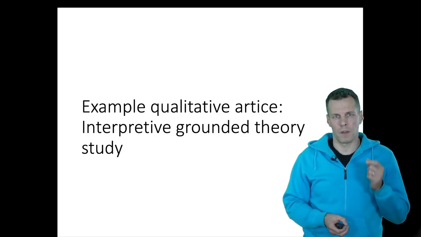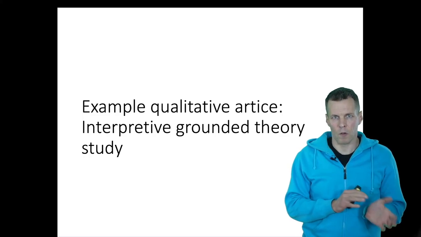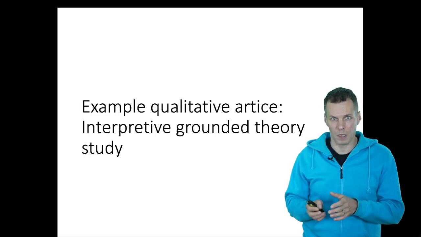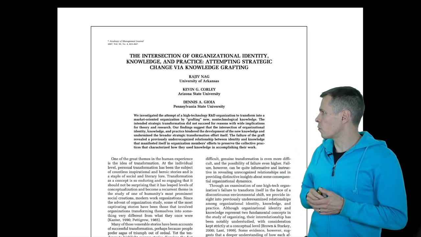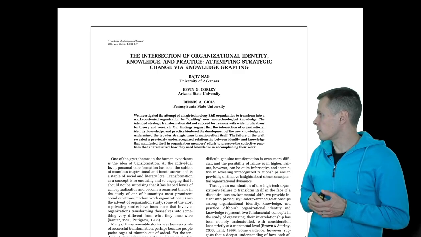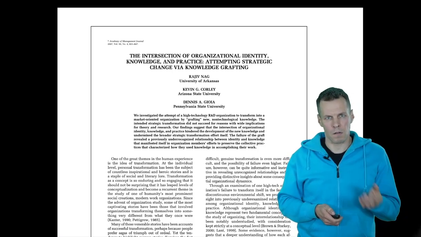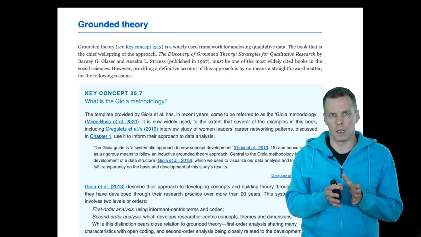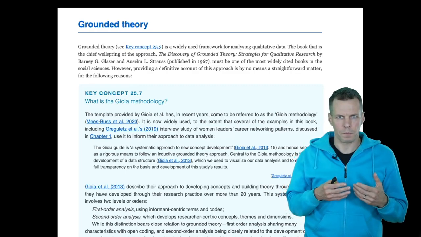Grounded theory is a very common research design. Grounded theory can be either realist or interpretive, and this study that I'm about to present is more of the interpretive kind. The example study is "The intersection of organizational identity, knowledge and practice: attempting strategic change via knowledge grafting" by Nag and co-authors. And this is a grounded theory study, and what grounded theory means is that on some level the theory is built from data.